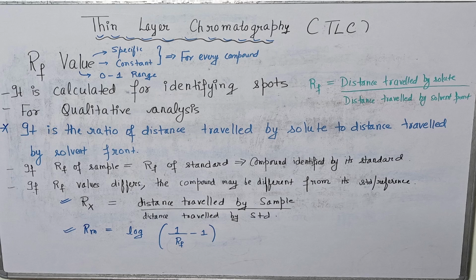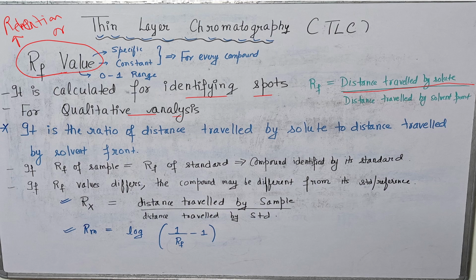Now that we have separated the spots, how do we actually analyze the results? For this, we calculate something called the Rf value. Rf value is the retention factor value or retardation factor value. It is calculated by the formula: distance traveled by the solute from the origin line divided by the distance traveled by the solvent front from the origin line. It is calculated for identifying the spots and for qualitative analysis.